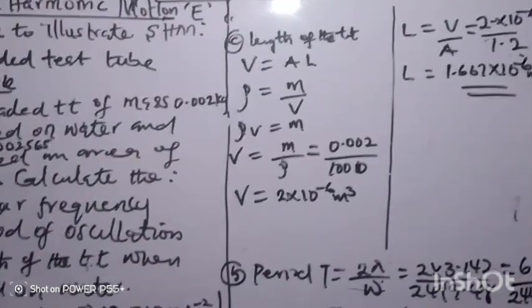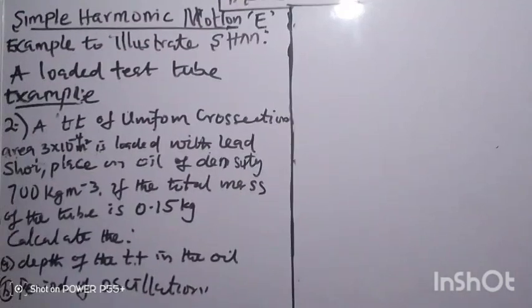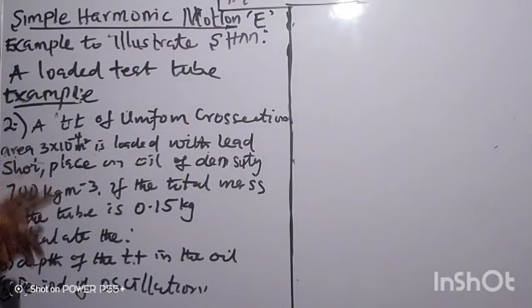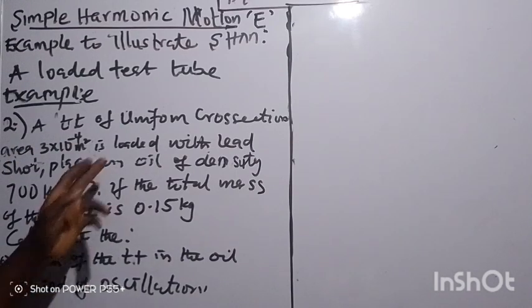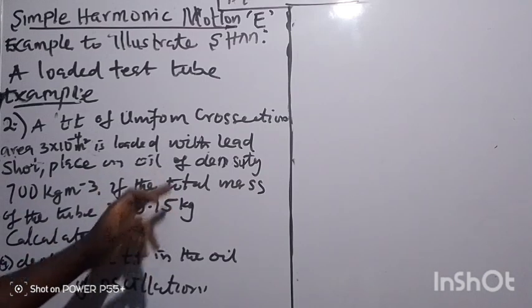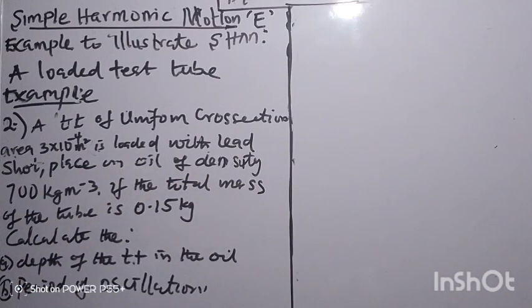Let's take this one as example 2. A test tube of uniform cross-sectional area 3 times 10 raised to power minus 4 meter square is loaded with lead salt placed on oil of density 700 kg per meter cube. If the total mass of the test tube is 0.15 kg, calculate the 1. Depth of the test tube in the oil. 2. Period of the oscillation.